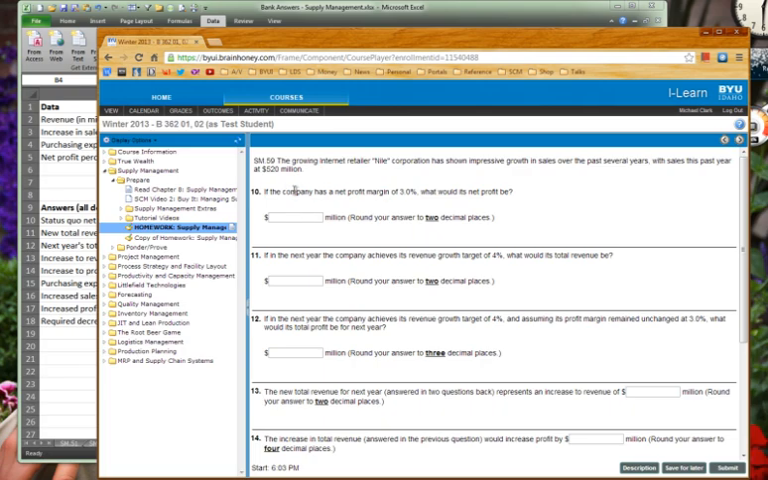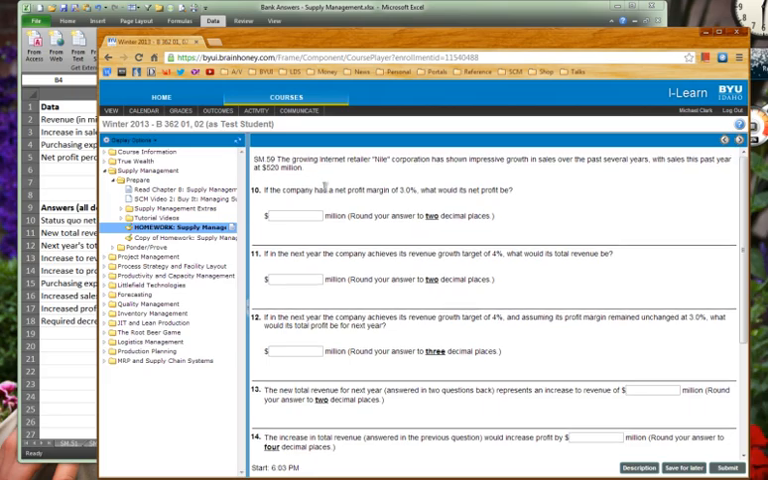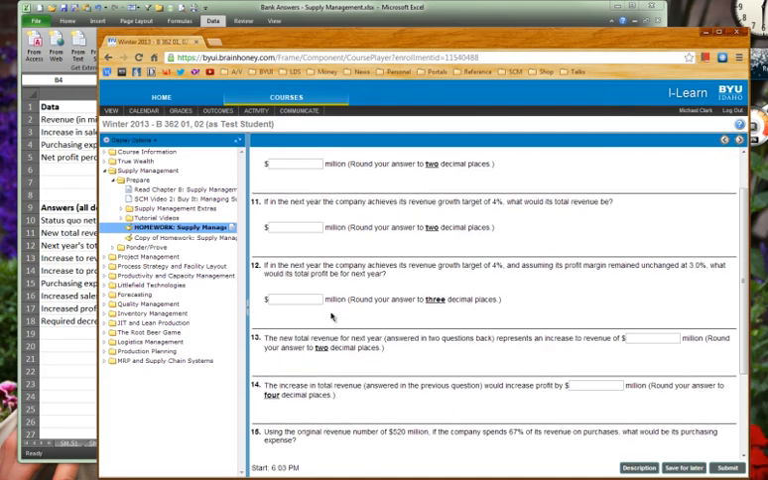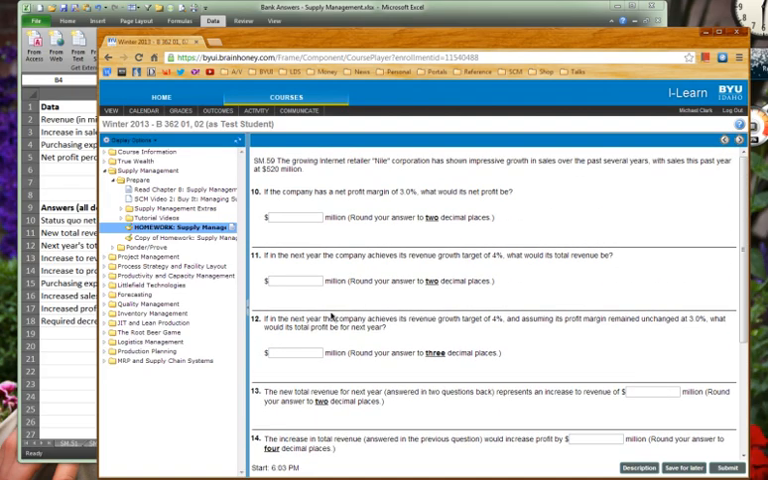We're going to use this problem that looks at an internet retailer, and there are seven questions associated with this one set of data. As we read here, the growing internet retailer Nile Corporation has shown impressive growth in sales over the past several years, with sales this past year at $520 million. If the company has a net profit margin of 3%, what would its net profit be?